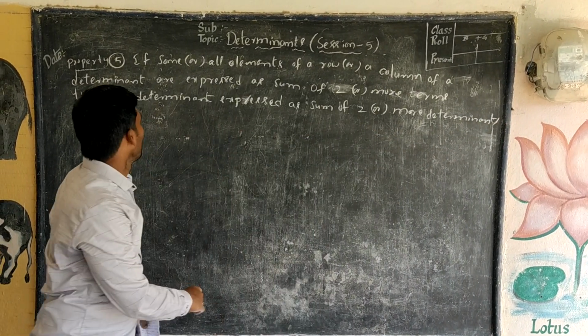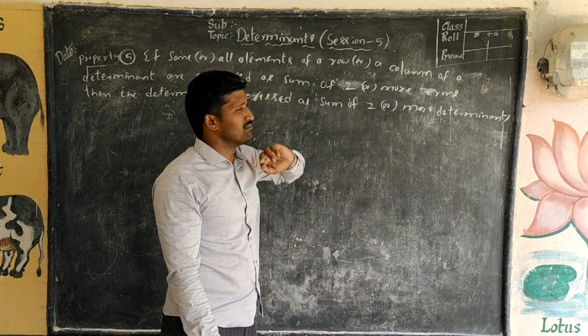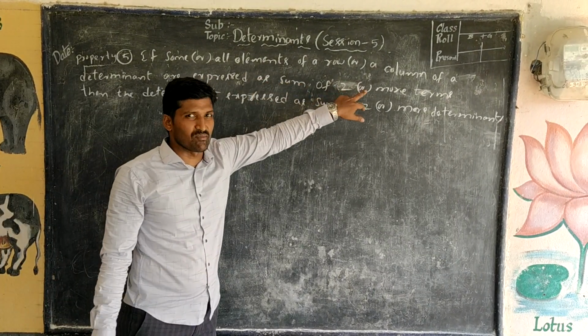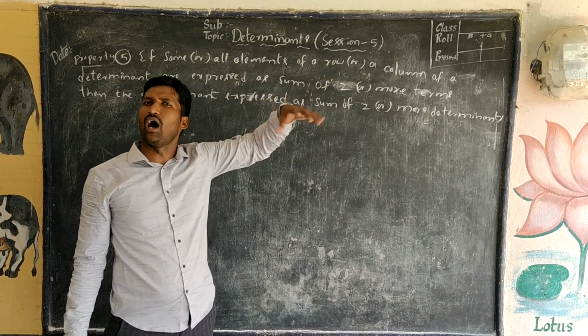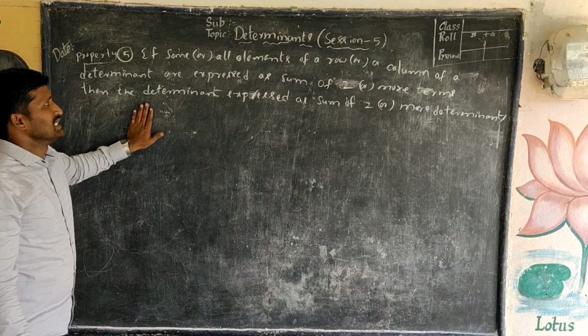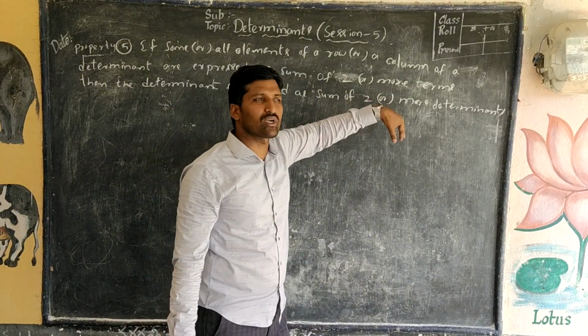That means some elements or all elements of any row or a column of a determinant are expressed as sum of two or more terms. Along a row or a column, sum of two or more terms is there, then that determinant can be expressed as sum of two or more determinants.